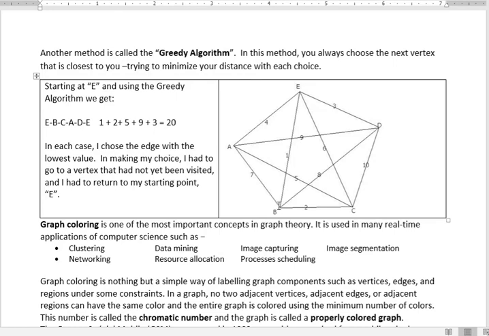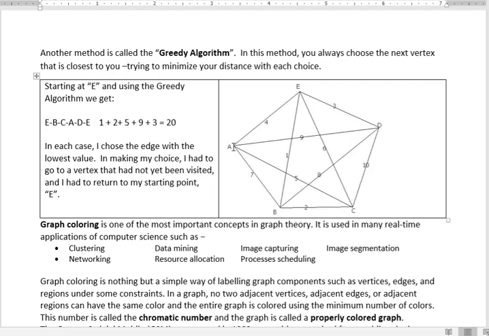Now we've got to B. We want to go to a new place, but we can't go back to E yet. So we're going to go to the next. We have 7. We're not going to use the 1. Then 8, and then 2. That's the smallest, so I go to C. And then from C, I'm looking for the smallest, not retracing my steps. The smallest that I see is the 5 over to A.